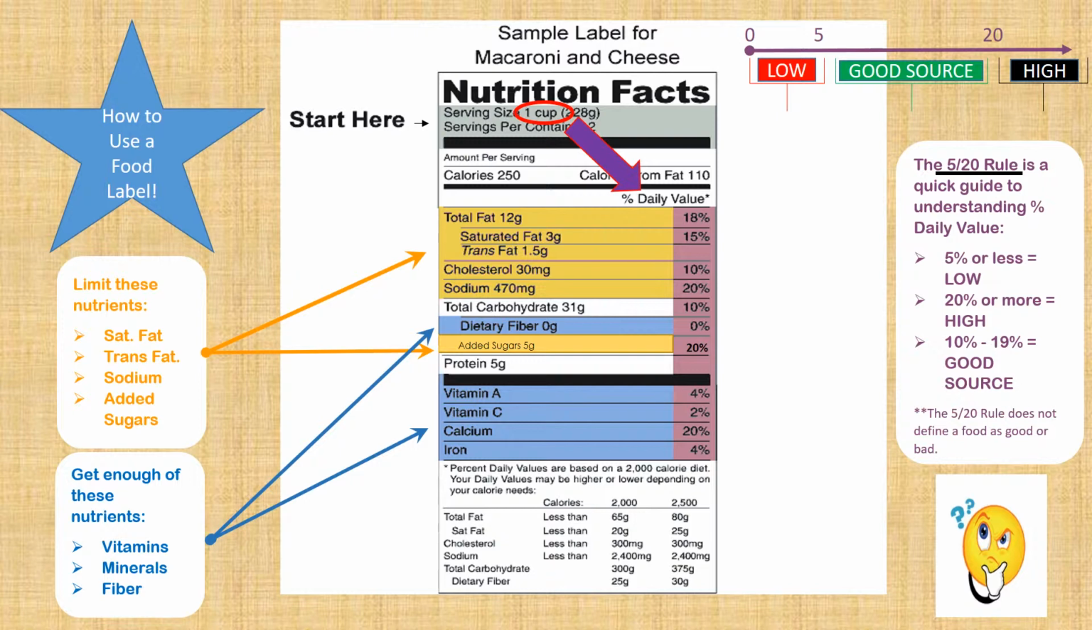What is another example of a nutrient we should try to eat less of, but is actually high in this food? That's right, added sugars, and they're at 20%, making it high. Lastly, what is a nutrient that we want to try and eat more of, but it is actually very low in this food? Correct. Fiber is very low at 0%. We can definitely use more of this particular nutrient.